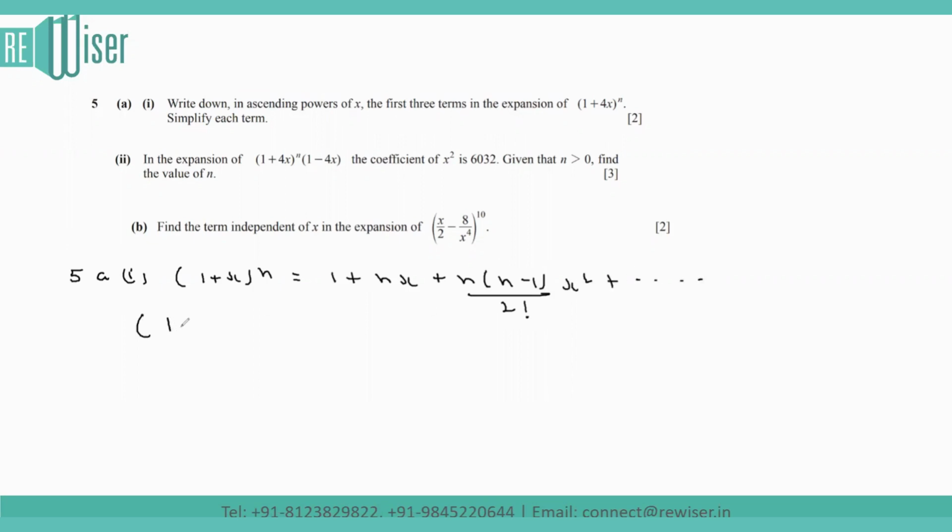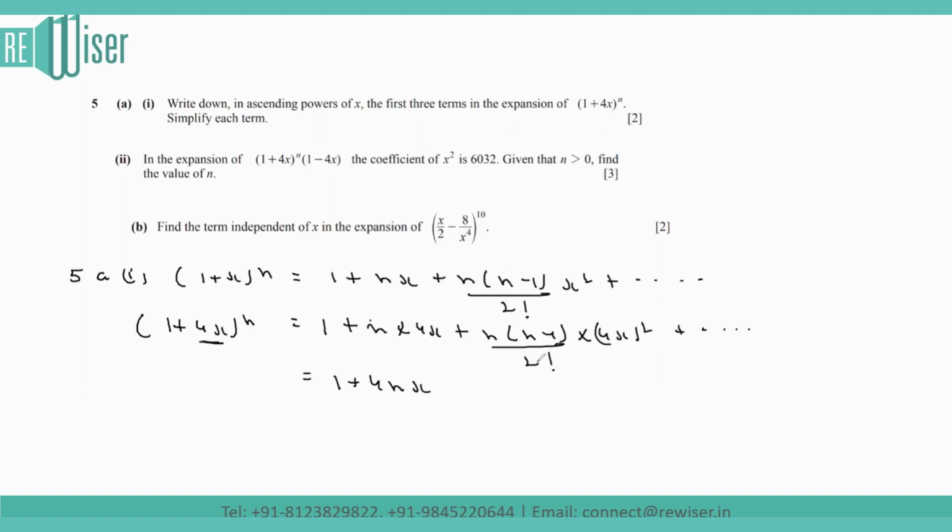So if I'm expanding (1 + 4x)^n, according to the formula, it should be 1 plus, where the value of x is being replaced by 4x. So that should be n(4x) + n(n - 1)/2! (4x)², and the series goes on. If I simplify it further, it becomes 1 + 4nx. Now this is 16x² cancelled by 2, so that becomes 8. So that means it is 8n(n - 1)x² plus, and the series goes on. So that will be the answer for 5A part 1.